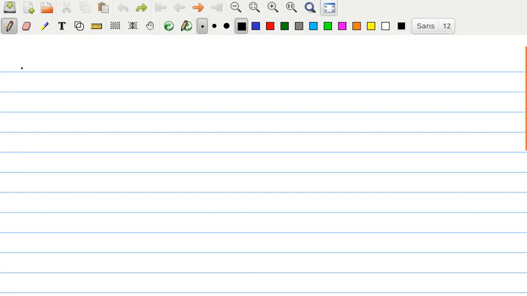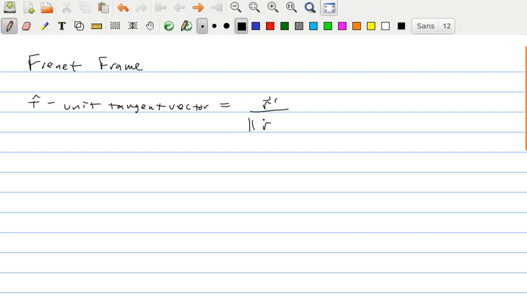There is a set of vectors that's particularly important for physical applications, and this is called the Frenet frame. The Frenet frame consists of three special vectors. The first is the so-called unit tangent vector. This is a tangent vector, so I'm going to take the derivative of my curve, but it's going to be a unit tangent vector. So after taking this derivative, we divide by its length to ensure it's a unit vector.